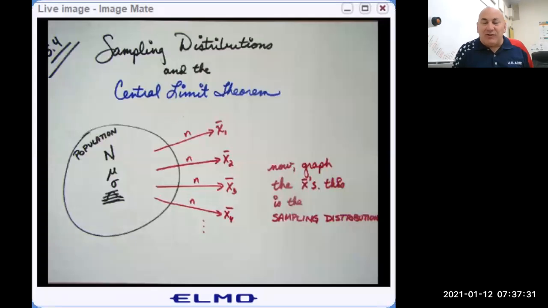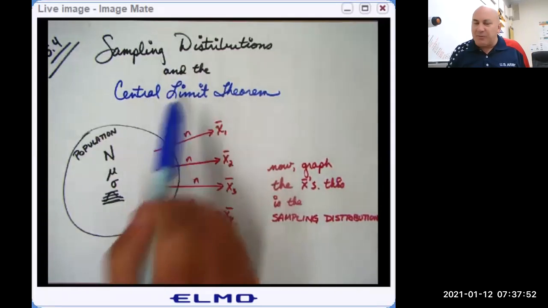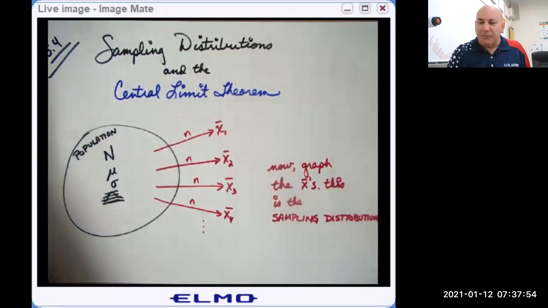Hello, statistics students. Today we're going to learn one of the most important and fundamental theorems in all of statistics, and that is the Central Limit Theorem. This is a biggie, so let's dive right in. We're going to talk about sampling distributions and how they relate to the Central Limit Theorem.